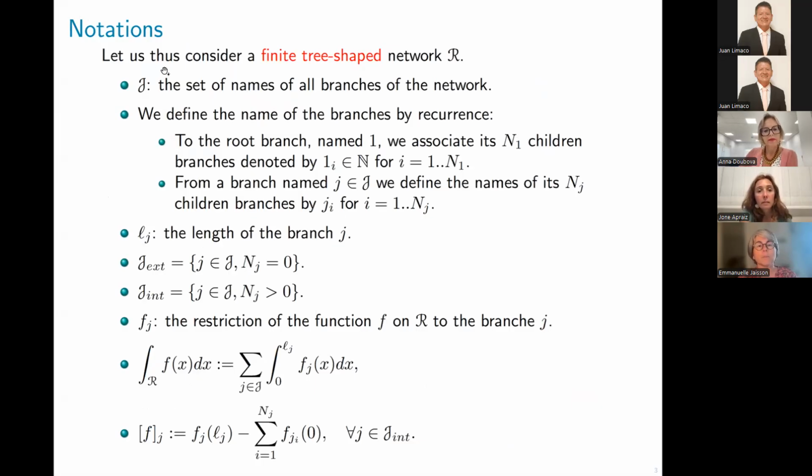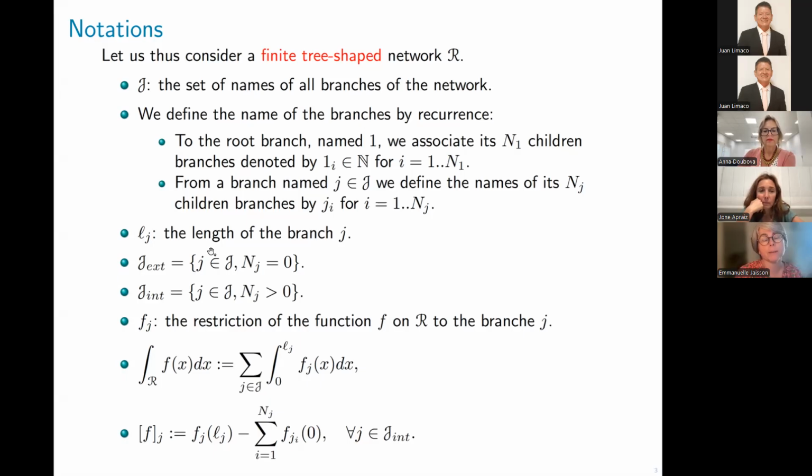I give you some notations. Each edge of your network will be assimilated to a one-dimensional interval, and the edges are called J. We define the names of the branches by recurrence. You have the first branch, which is the root, named for example 1. This branch has two extremal nodes, the root node and the extremal one, and Lj is the length of your branch, so L1 for the first one. Going off from this node, you have some children, and so you define your network like that.